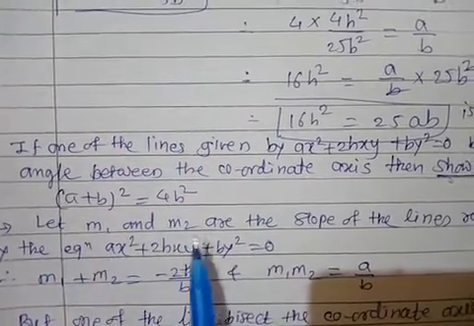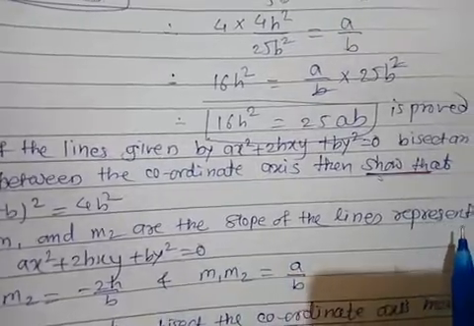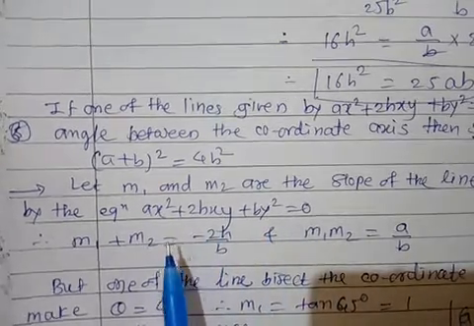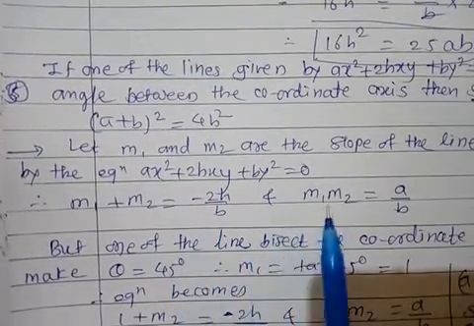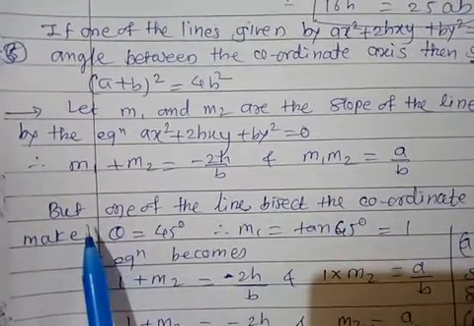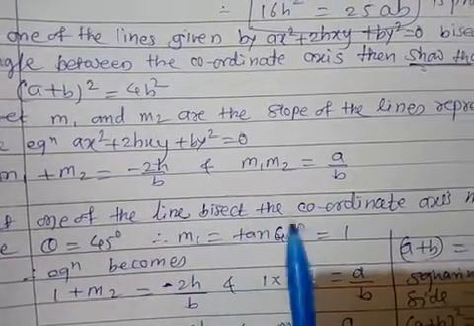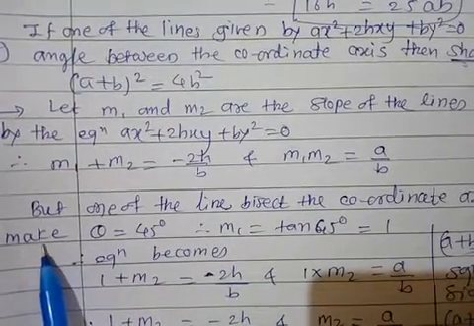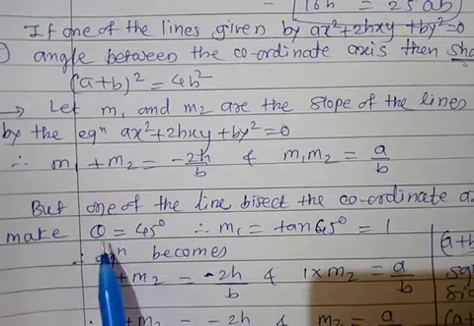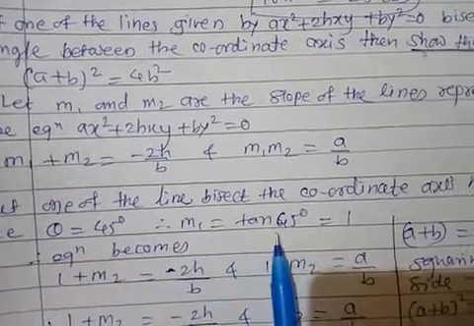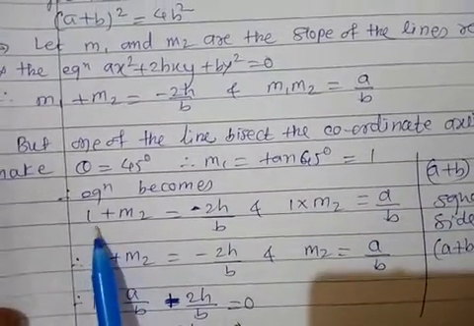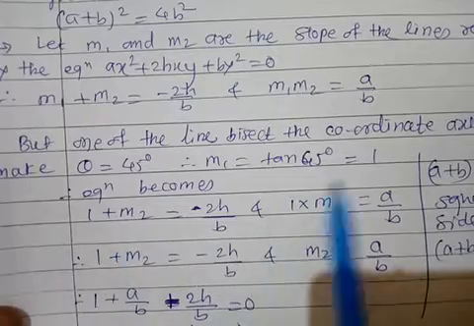Let m1 and m2 be the slopes of the lines represented by the equation ax square plus twice hxy plus by square. Similarly, m1 plus m2 equal to minus twice h by b, and m1 m2 equal to a by b. This is the formula. But one of the lines bisects the coordinate axes. The coordinate axes make a 90 degree angle, and bisect means 45. That is theta equal to 45, tan 45 means 1. Therefore the slope of one line is 1.